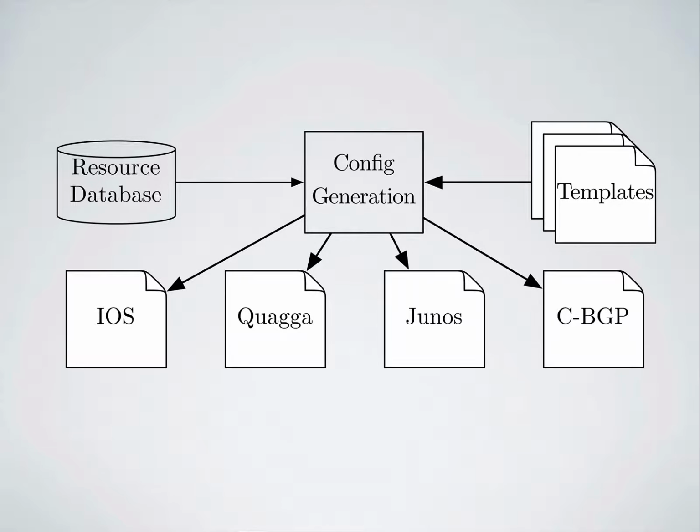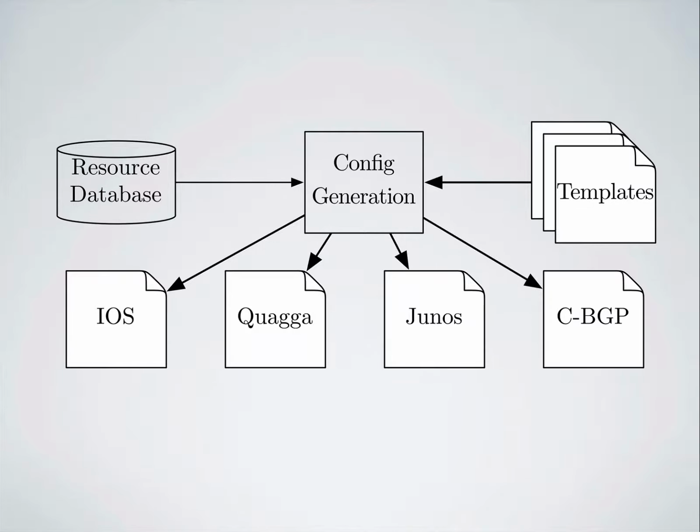This can support iOS, Quagga, Junos, ZBGP, or other formats. As the compiler allows for different semantics of different output target formats to be supported, the templates become quite simple. This is important as it allows portability. The templates support variable substitution, iteration, such as over the interfaces of a node, and if-then-else statements for conditionals. All other logic and data formatting should be performed in the compilation step.